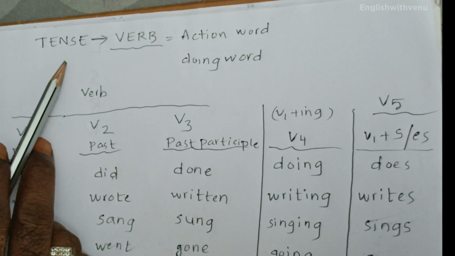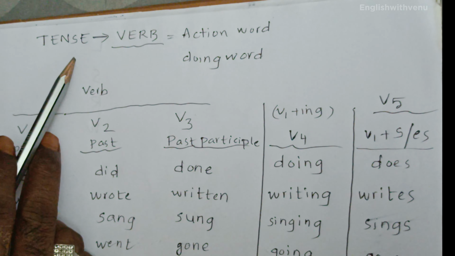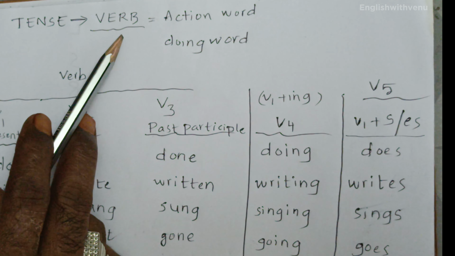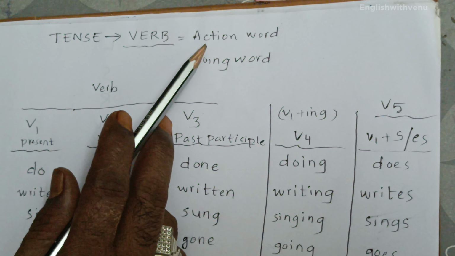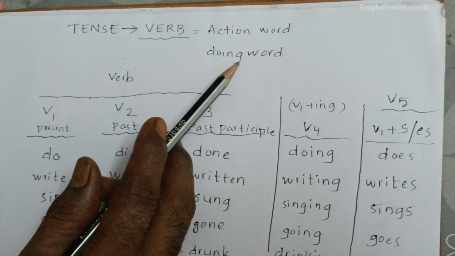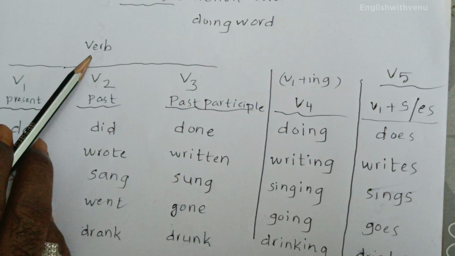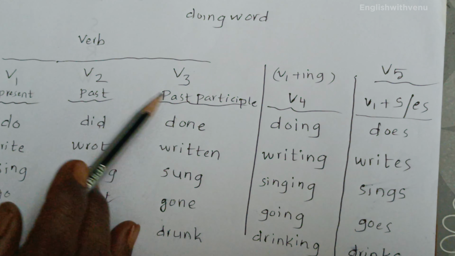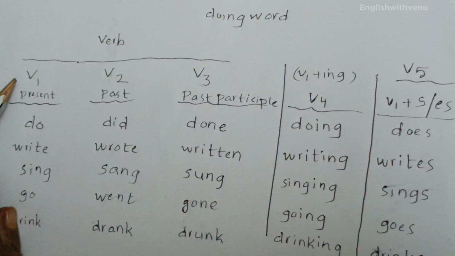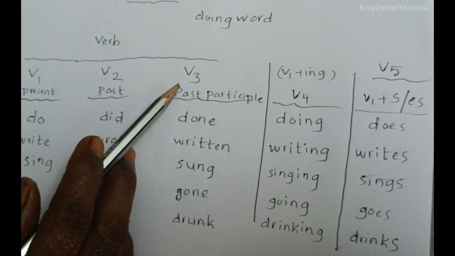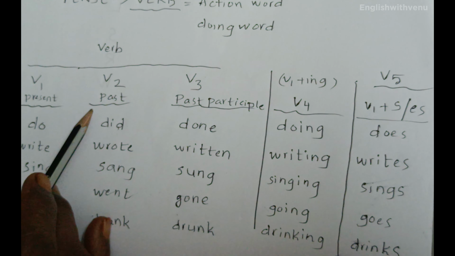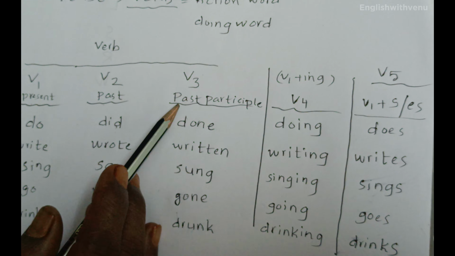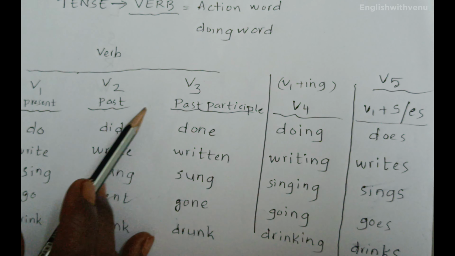Yesterday we were looking into tense, and in order to learn tense we need to get perfected in the verb forms. So verb is action word and doing word. Every verb has three forms. We can write it as V1, V2, V3, and we can pronounce it as present form of the verb, past form of the verb, and past participle form of the verb.